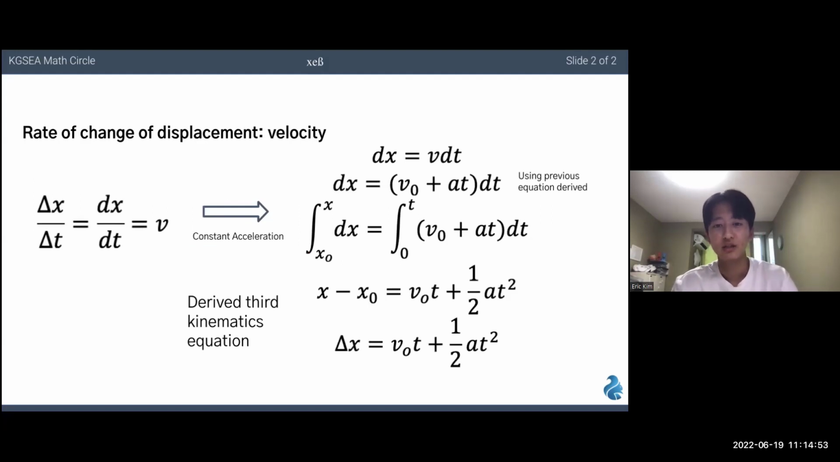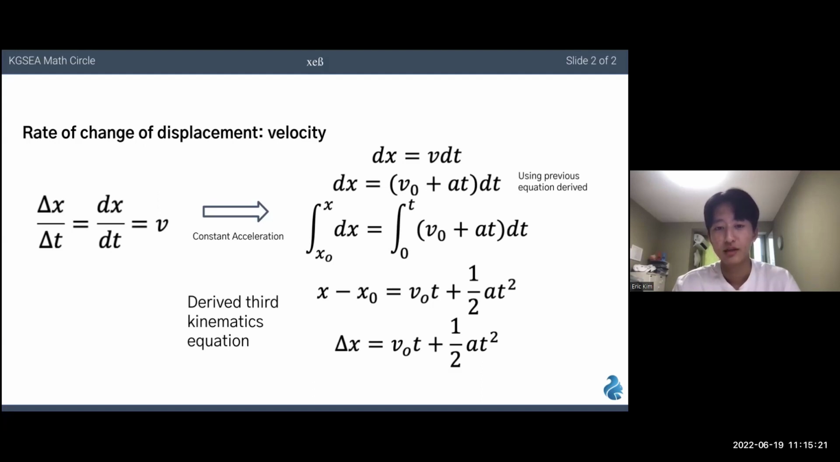Velocity is the change in displacement over change in time, so we can write it using calculus as well. We can also solve the differential equation the same way we've done previously. First, we rearrange the variables and substitute v equals v initial plus at, which is an equation we derived previously. Then solving the differential equation yields change of x equals v initial t plus 1/2 at squared, which is also one of the kinematics equations from before.